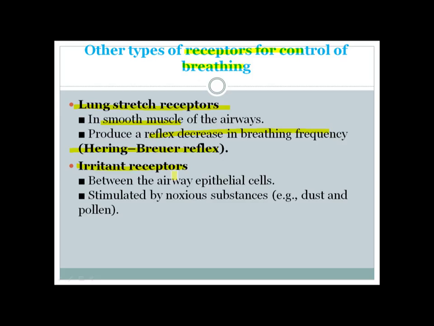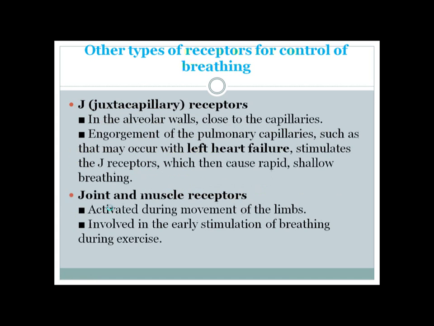The irritant receptors are situated in between the airway epithelial cells, and they are stimulated by noxious substances like dust and pollen. The juxtacapillary receptors are situated in the alveolar walls close to capillaries. That's why they are called juxtacapillary. Engorgement of the capillaries, like in left heart failure, will stimulate the J receptors, stimulating rapid, shallow breathing.